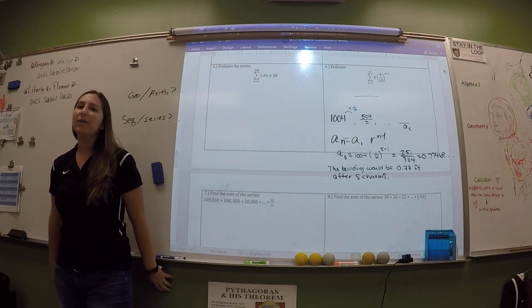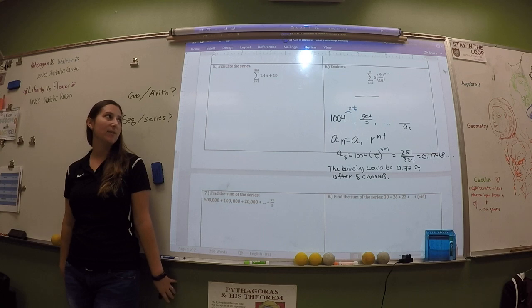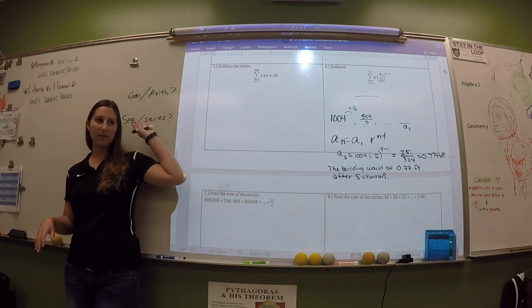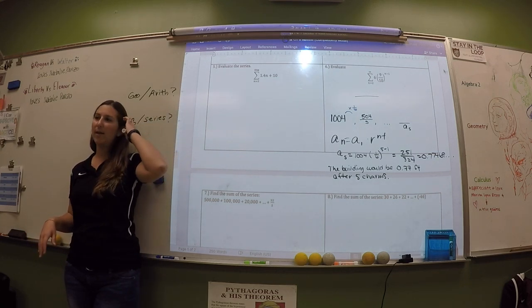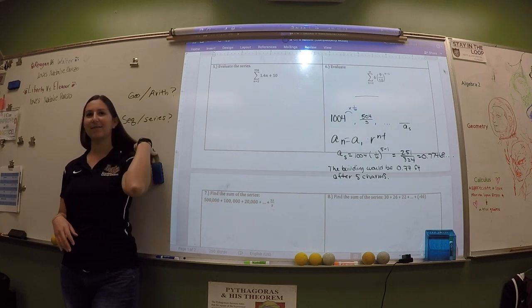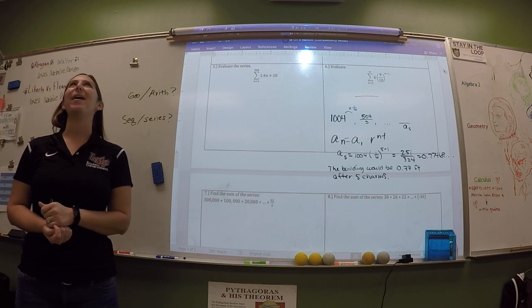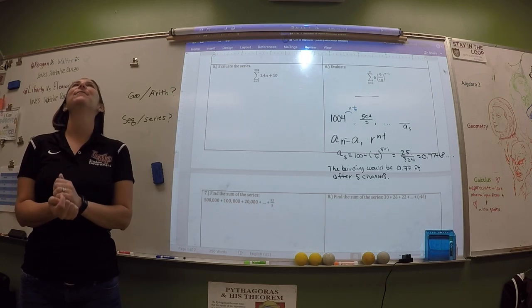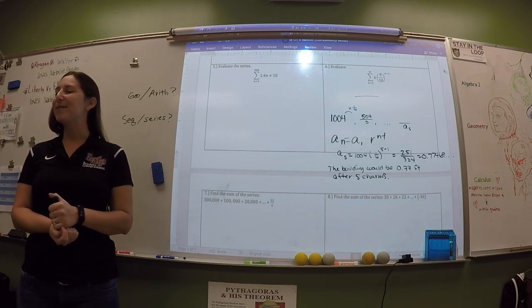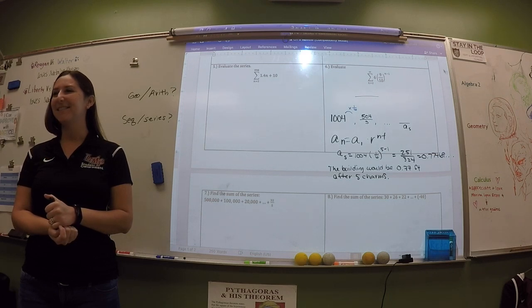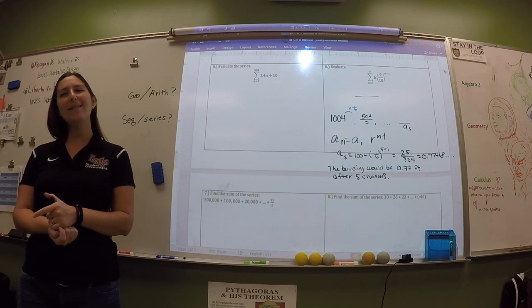So when you're evaluating a series and it's in sigma notation, you still have to go through this kind of process. It's gonna be arithmetic. How do you know it's arithmetic? Because it says plus. It's not geometric, it says plus.